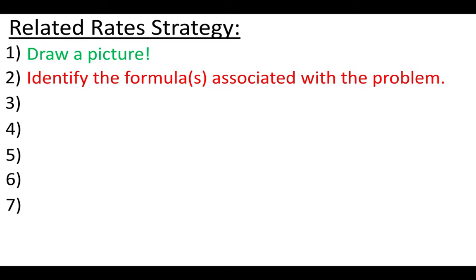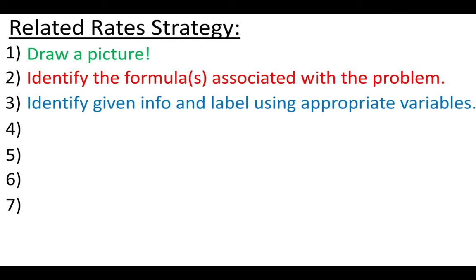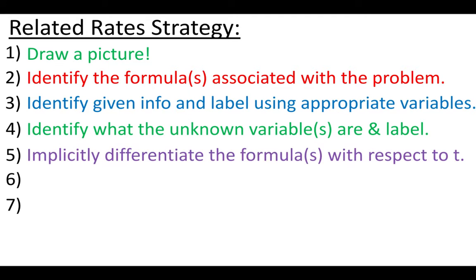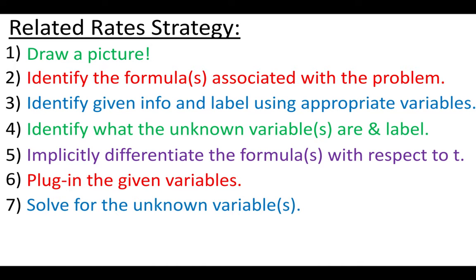As I said in the last video, this is kind of just a general strategy layout. We always want to draw a picture. We always want to identify whatever formula we're going to use. We want to identify what we're given, use appropriate variable labels, identify what we don't know, what we need to find, and use appropriate labels with that as well. You also might choose different labels than I would choose, and that's perfectly fine as long as you're consistent with your labels. We are then going to implicitly differentiate. After we do that, we're going to plug in our given variables and then solve for the unknown variables.